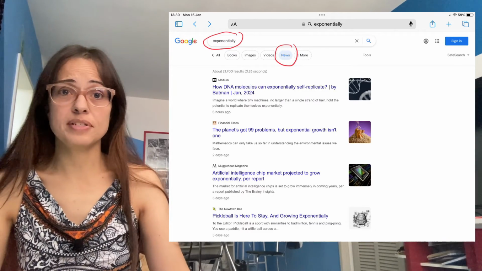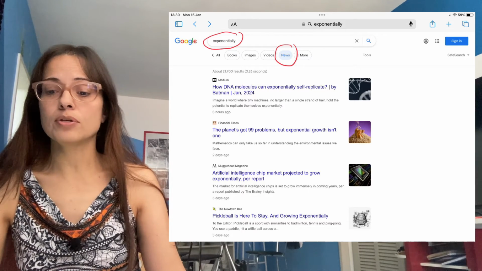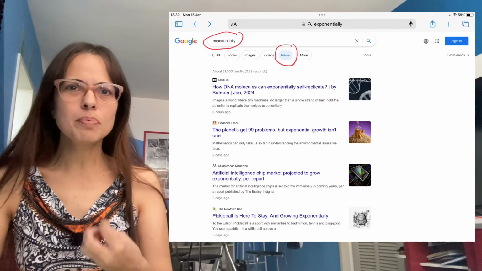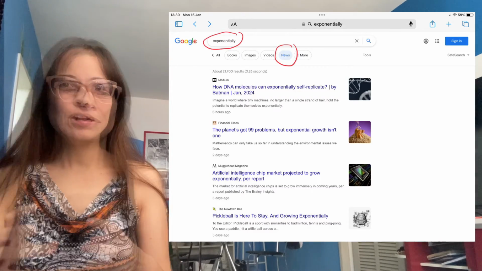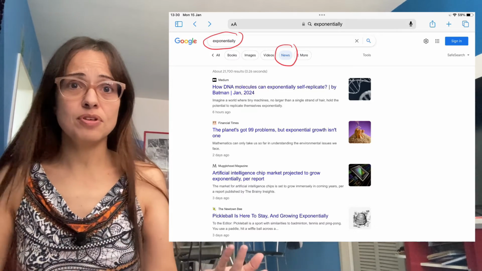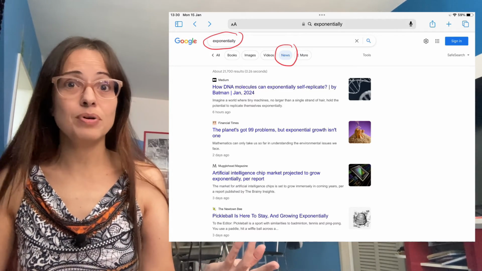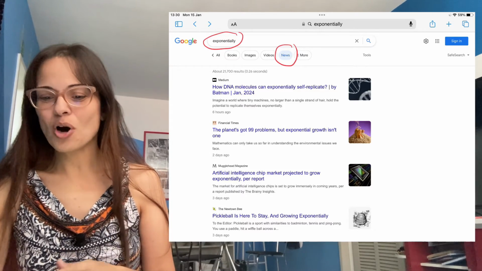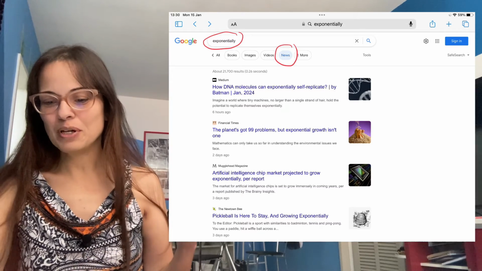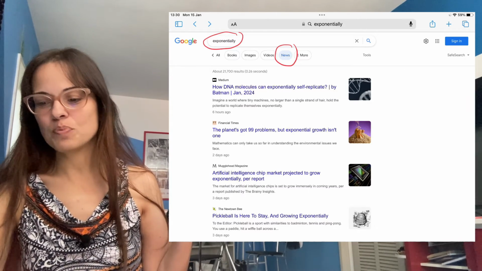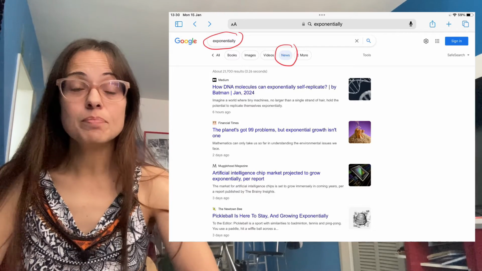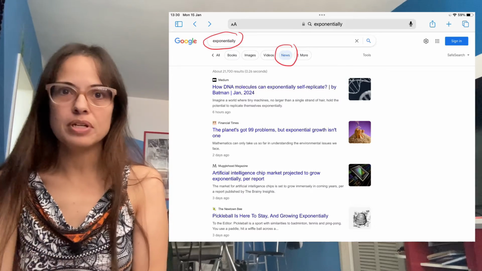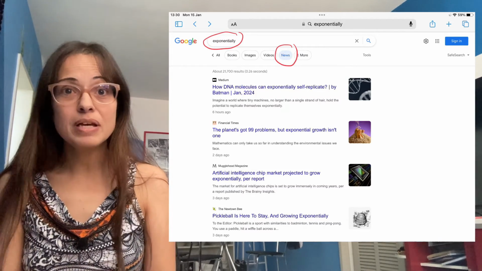So for example, the first hit that I got here says, how DNA molecules can exponentially self-replicate. Well, that's obvious, isn't it? Because they're replicating themselves. So the more molecules there are, the faster the amount of molecules will increase. So yeah, that's exponential. The fourth item on this list is less obvious and it's a little bit more funny. So pickleball is here to stay and growing exponentially. Let's think about it. Does it make sense for the number of people who play pickleball to increase exponentially? It kind of does make sense, doesn't it?